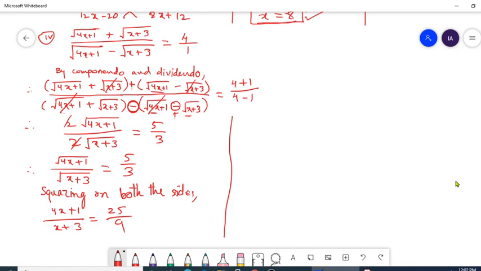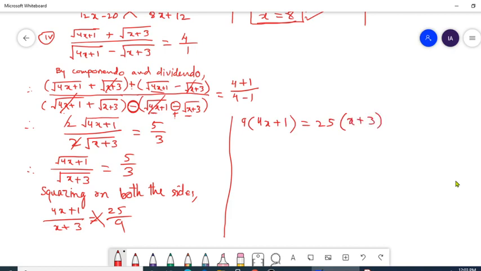Okay, there was a little bit of a mistake in that. So this is 4x plus 1 upon x plus 3 is equal to 25 by 9 actually. So when we cross multiply them, it would be 9 into 4x plus 1 and 25 into x plus 3.